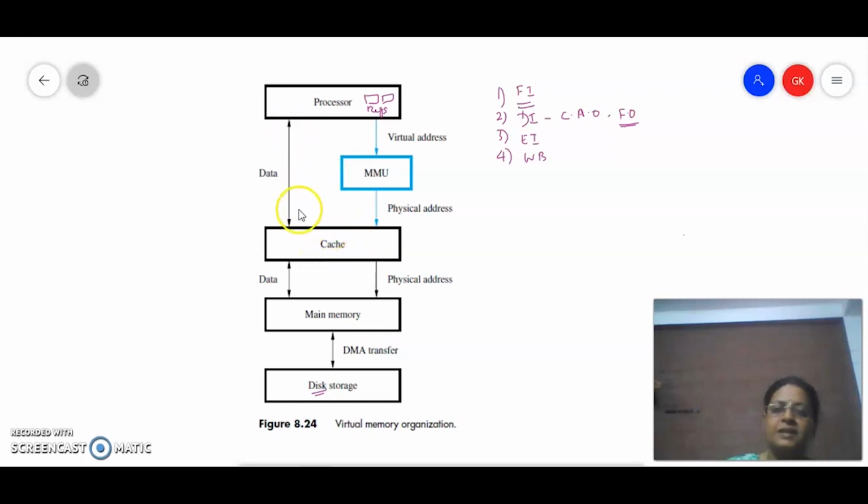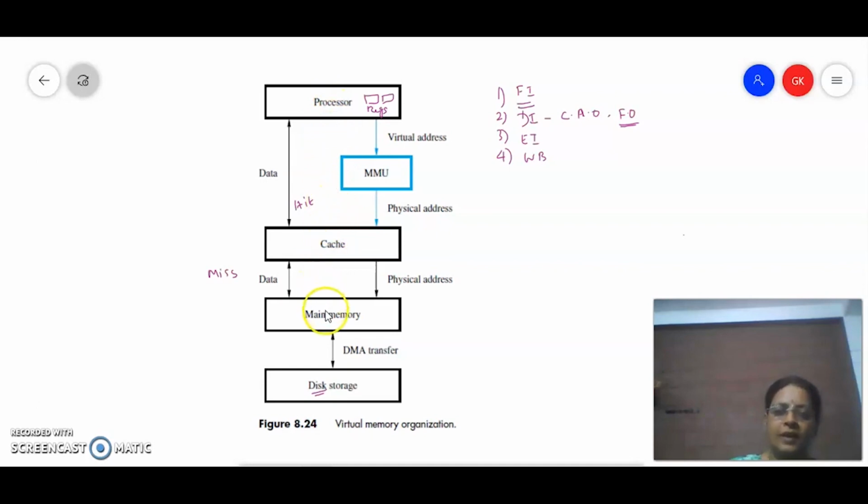If it is present in the cache, that is a hit, and it will use the data directly from the cache memory. If it is not there in the cache, this is called a miss, and because the data is not in the cache, it will look into the main memory. If it is a hit there, the main memory supplies the data to the cache memory, and from the cache memory it reaches the processor.